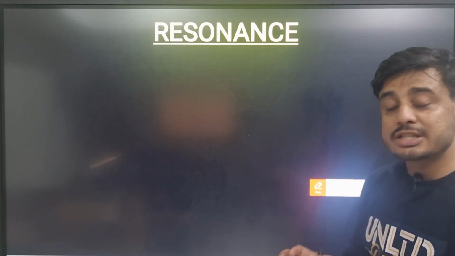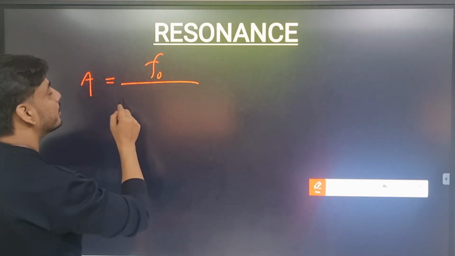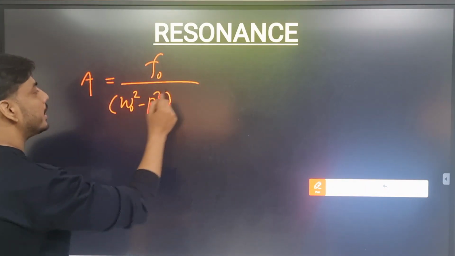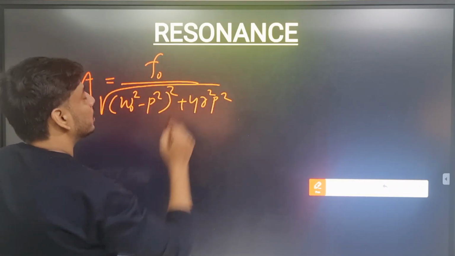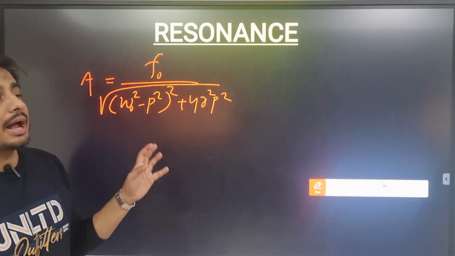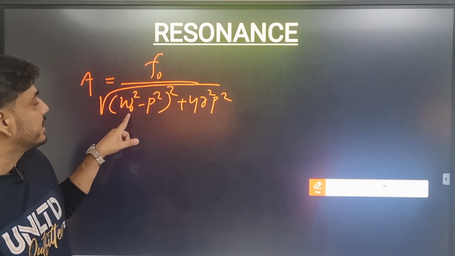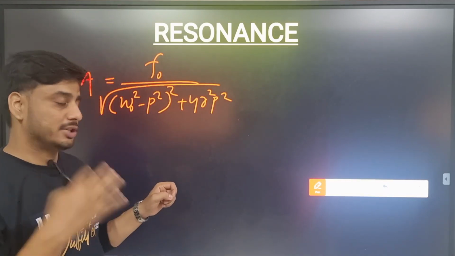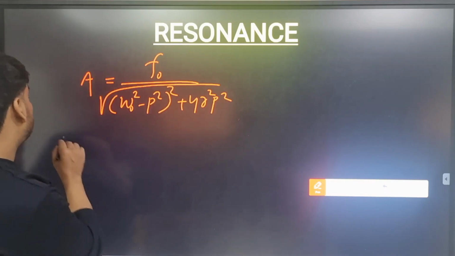I think you remember the expression for the amplitude of forced vibration, which was like this: amplitude of the body is equal to F naught divided by the square root of (omega naught square minus P square) whole square plus 4R square P square. Here I think you remember that omega naught is the natural frequency, P is the frequency of the driving force, that is the external periodic force, and R is the damping coefficient.